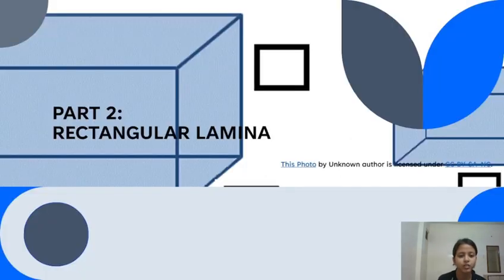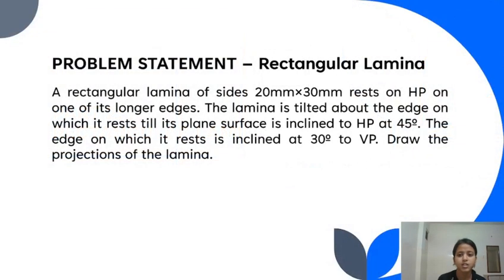Now we will discuss rectangular lamina. So here is the problem statement on rectangular lamina. A rectangular lamina of sides 20 mm into 30 mm rests on HP on one of its longer edges. The lamina is tilted about the edge on which it rests till its plane surface is inclined to HP at 45 degree. The edge on which it rests is inclined at 30 degree to VP. Draw the projections of the lamina.